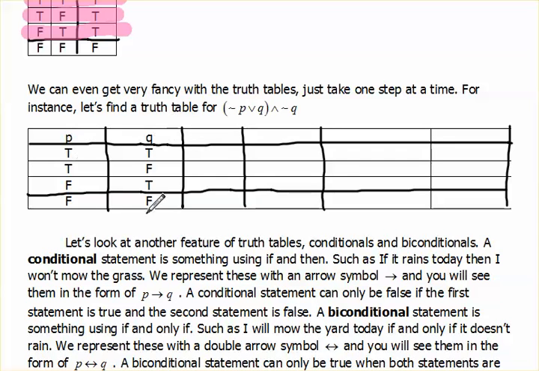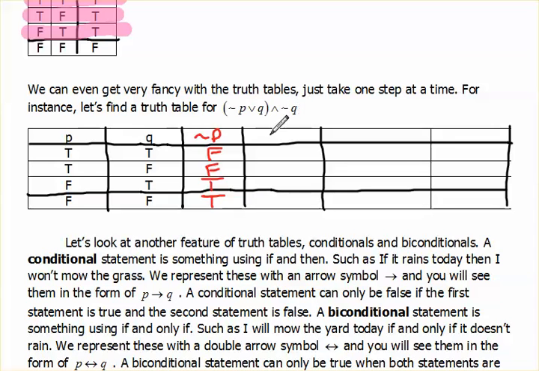So we've already got our P's and Q's. These are the only situations that can happen, with one statement being true, the other one true or false. Then the first statement could be false and the second one could be true or false. We need to also now list out what is not P. Well, not P is the opposite of P. So if P is true, not P is false. If P is false, not P is true. It's the exact opposite of P.